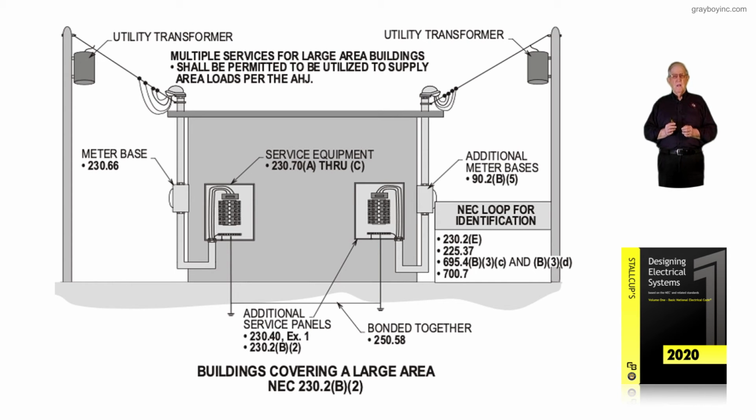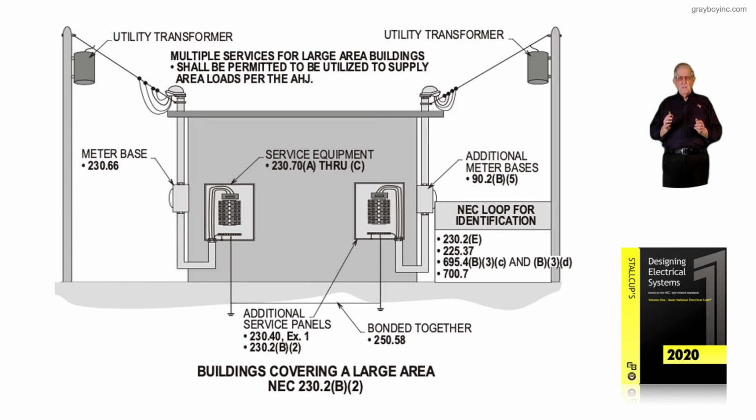225.37 then talks about 2 feeders coming from a substation maybe, feeding 2 different power sources. And then, of course, if we have a fire pump, 695.4(B)(3)(c) and (B)(3)(d) deals with the fire pump. 700.7 would deal with an emergency type additional service.